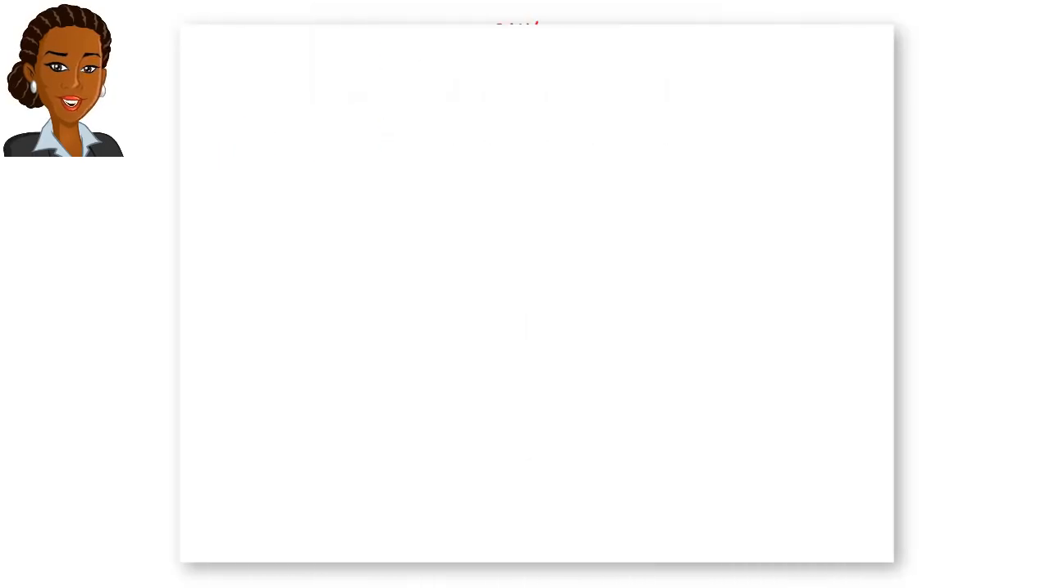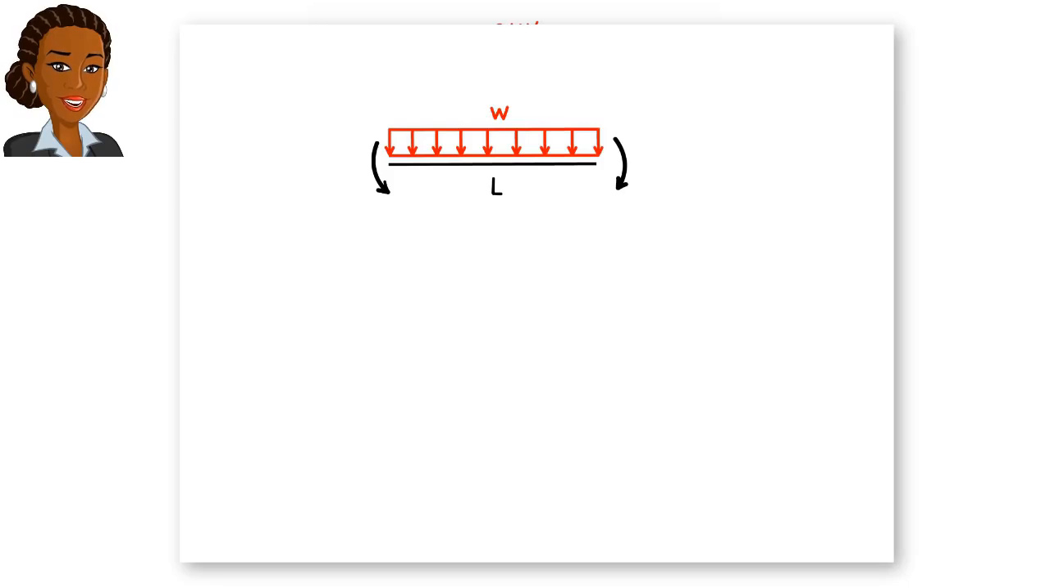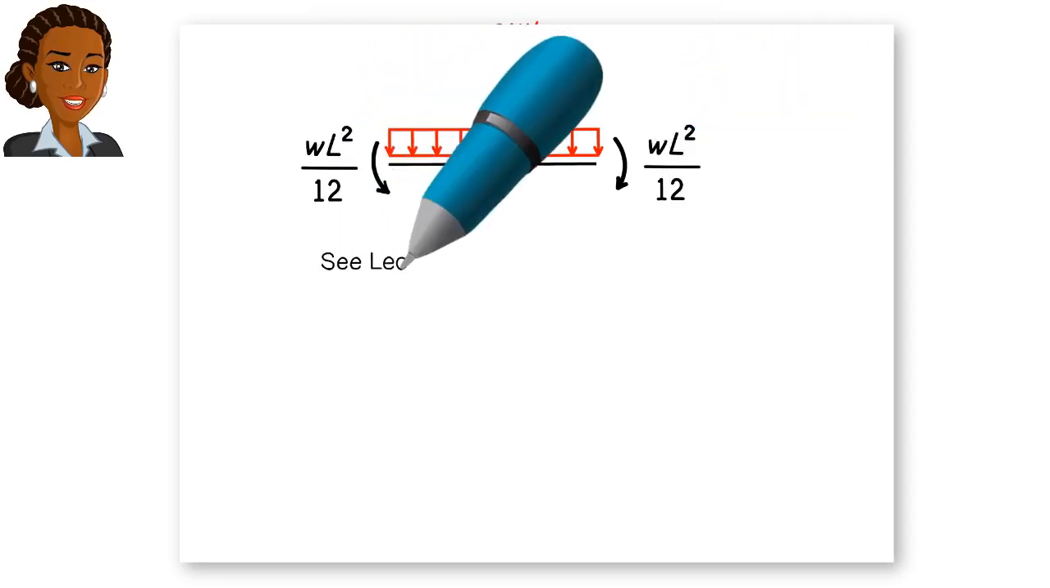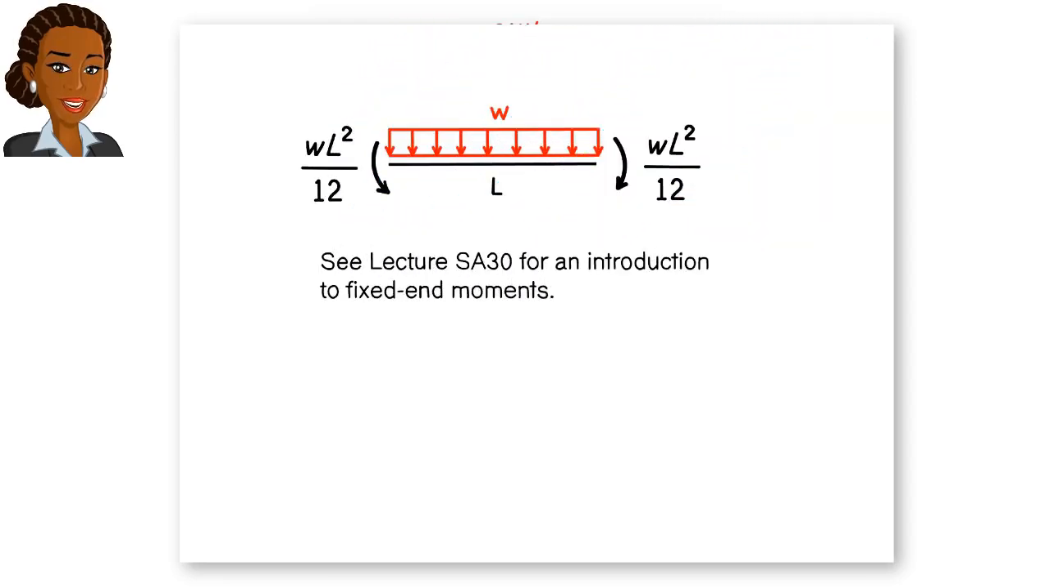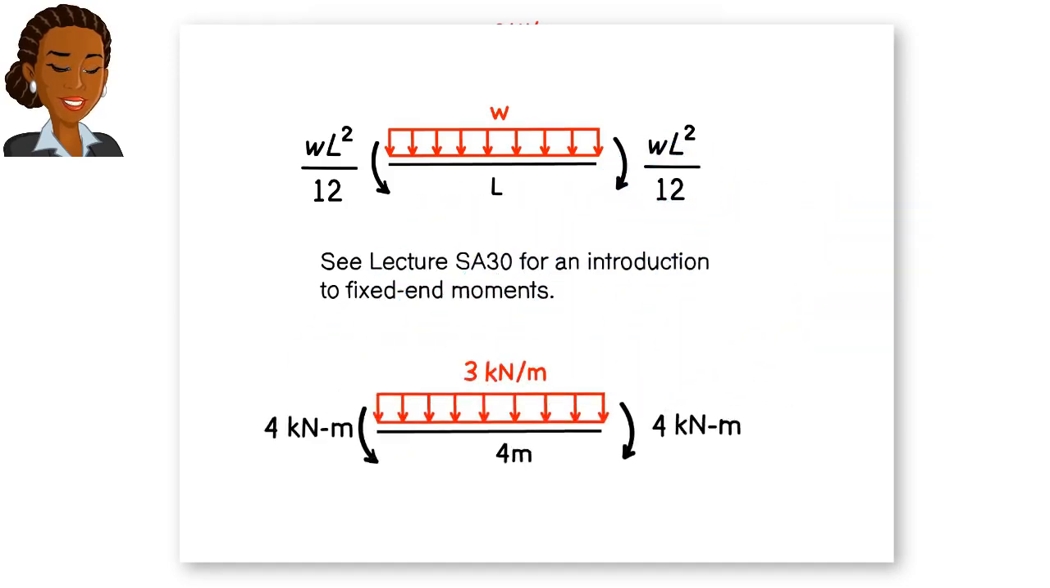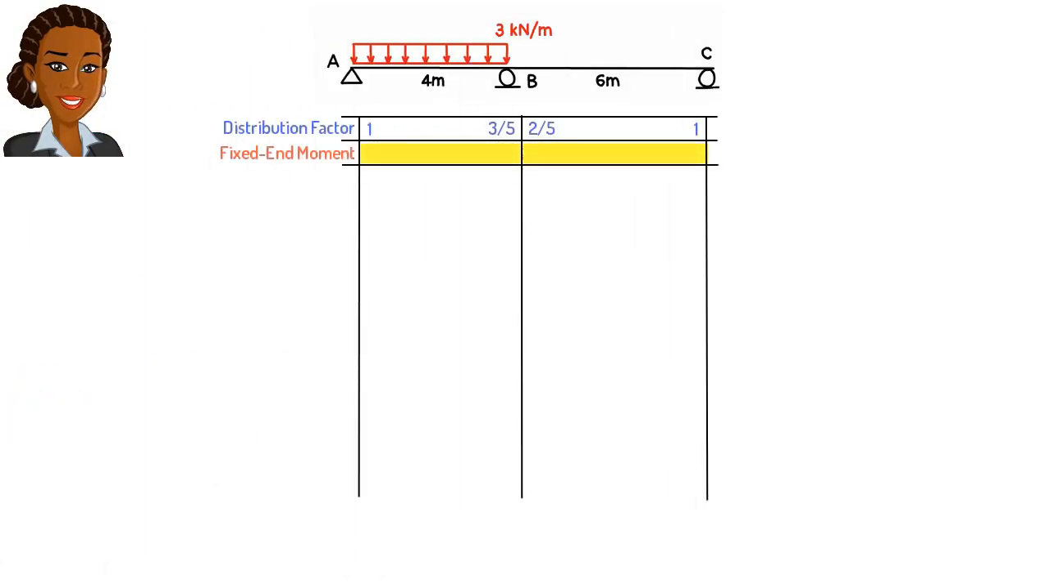Recalling from the slope deflection method, we know that a beam of length L subjected to a uniformly distributed load of W would have WL squared over 12 for its fixed end moments. In our case, this means the left and right fixed end moments for AB each has a magnitude of 4 kilonewton meters. The left moment, since it is counterclockwise, is considered positive, and the right moment is considered negative. We enter these values in our table like this.